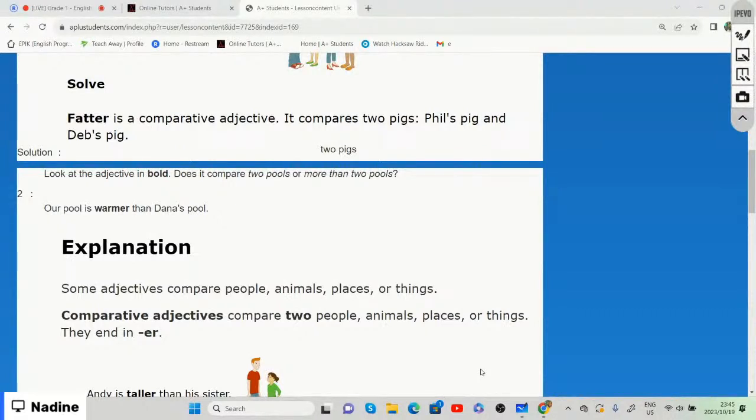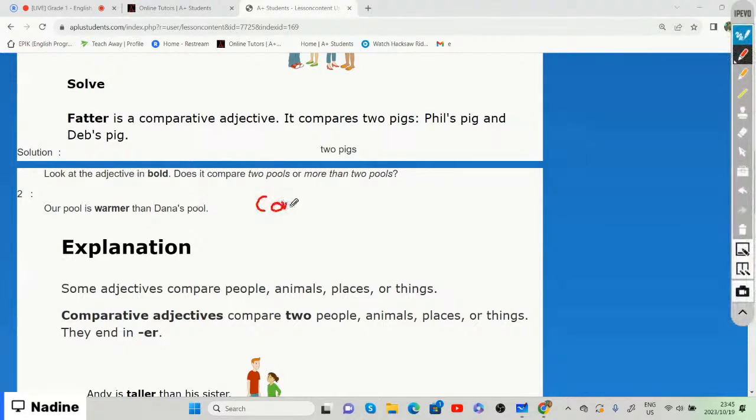Are we comparing two pools or are we comparing more than two pools? In this case, we are comparing two pools, because we are comparing our pool, which is one, and Dana's pool, which is two.